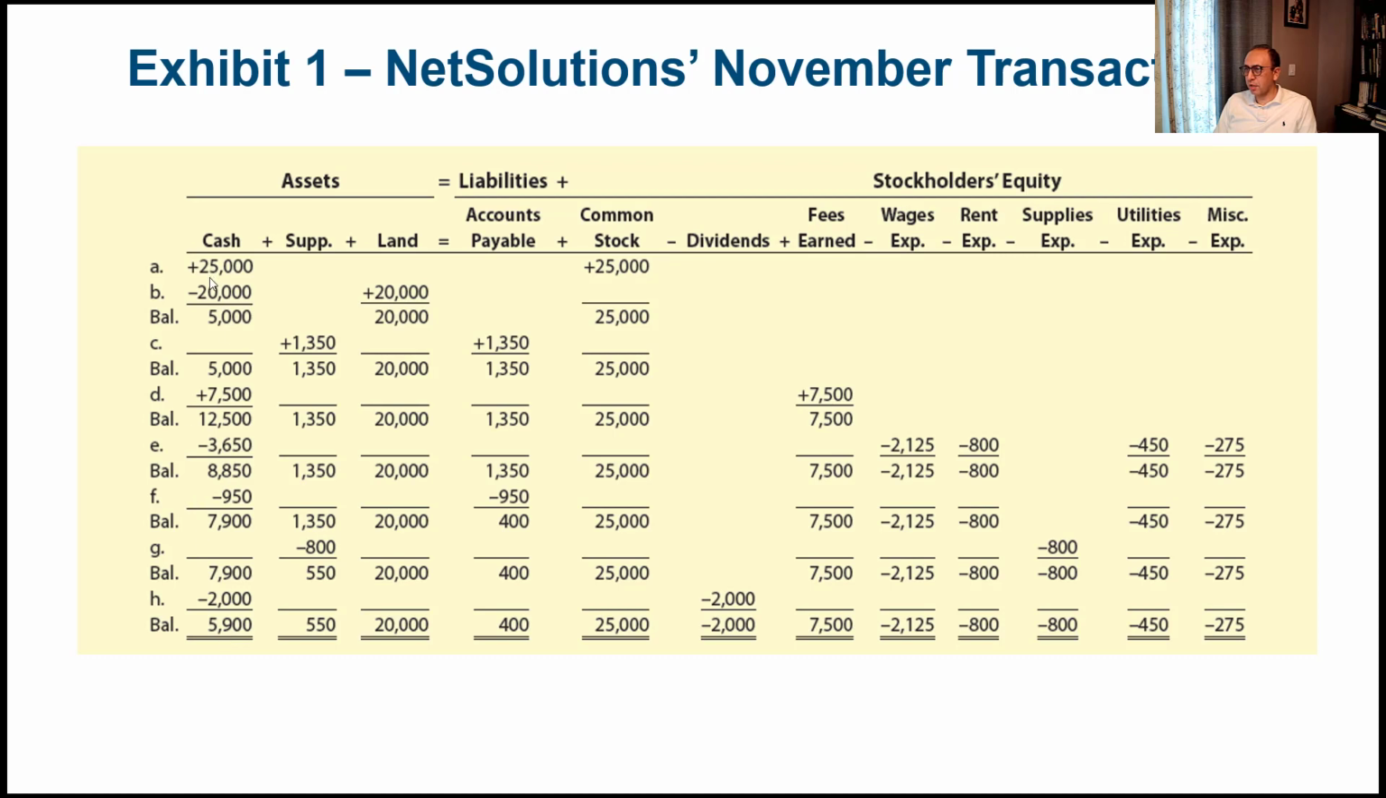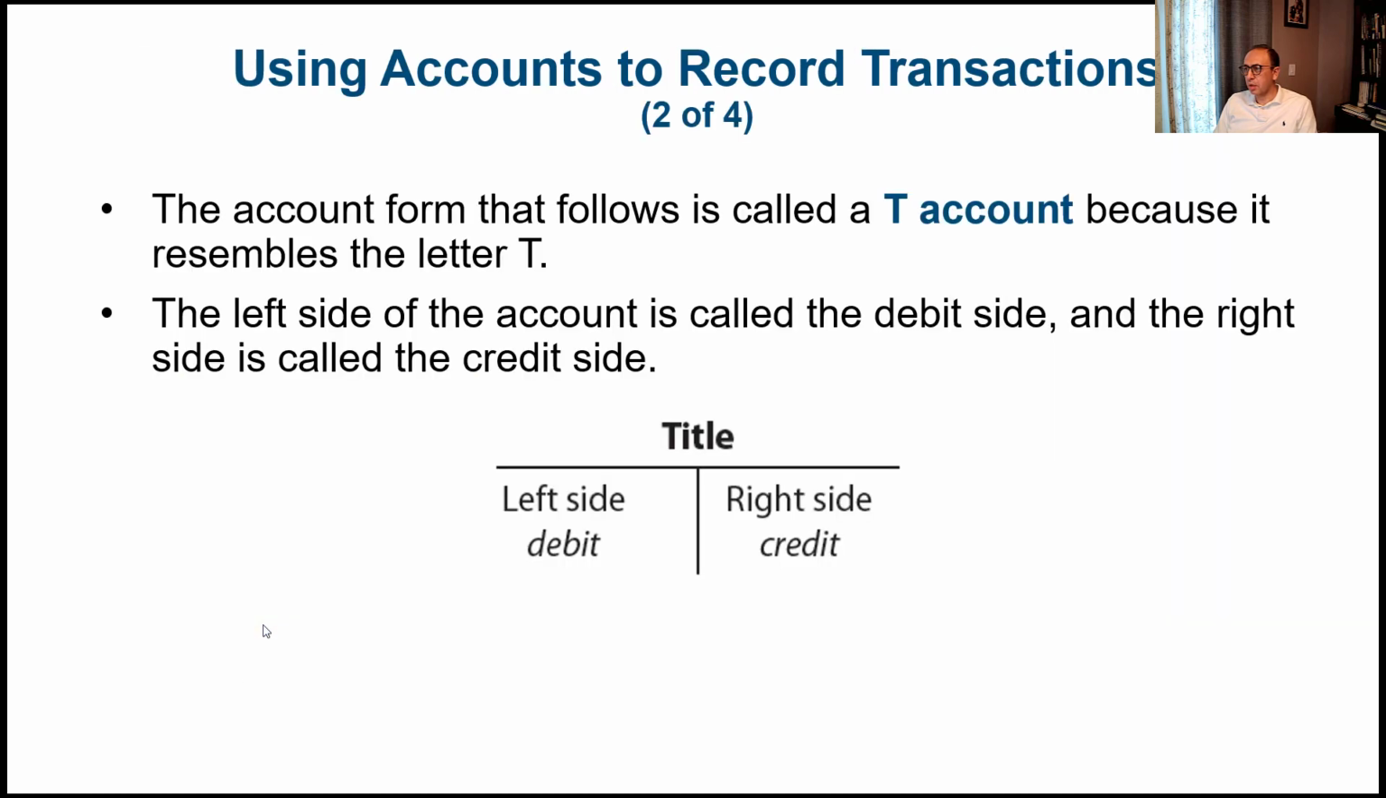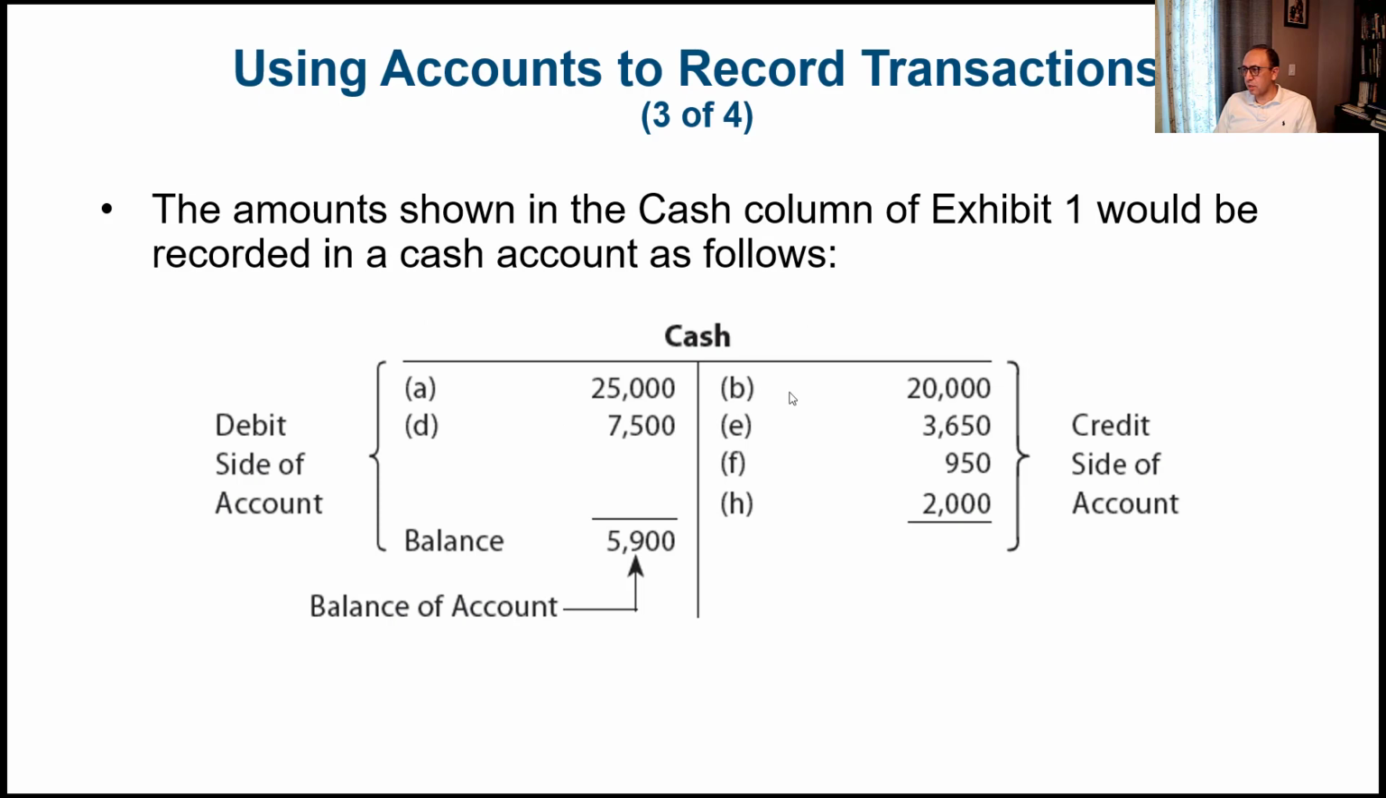So instead of having plus and minus to record the ending balance of cash at the end of the period, end of the month, what we do is that we have a debit side and a credit side. The debit would be the increases, the credit would be the decreases, and then we record the balance at the very end based on the difference between the debit side and the credit side.